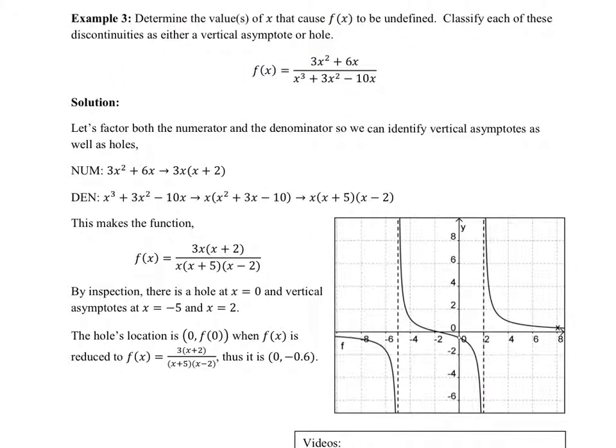All right, let's look at example 3. Determine the values of x that cause f of x to be undefined. Classify each of these discontinuities, either vertical asymptote or a hole. So what do you notice I did? What did I do right away? What's the first thing I did?